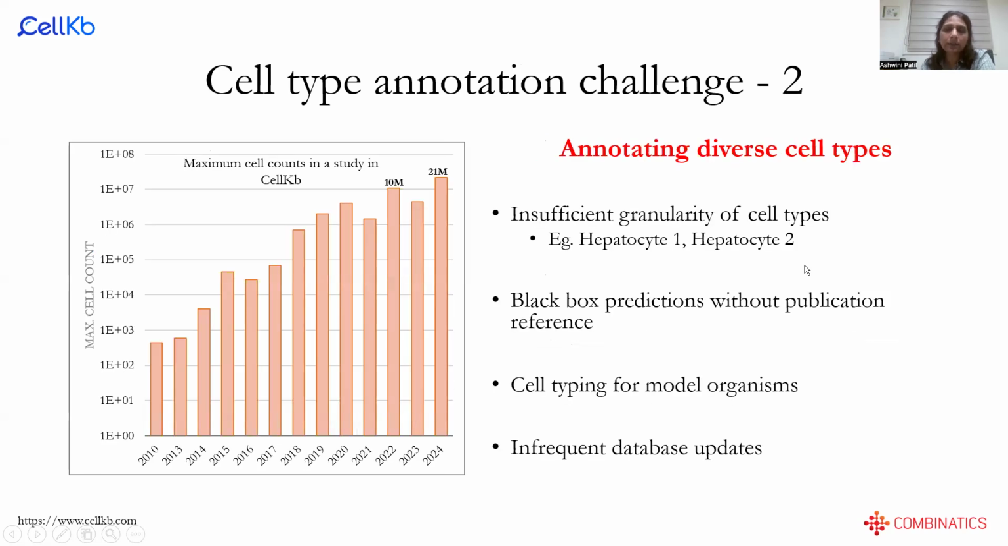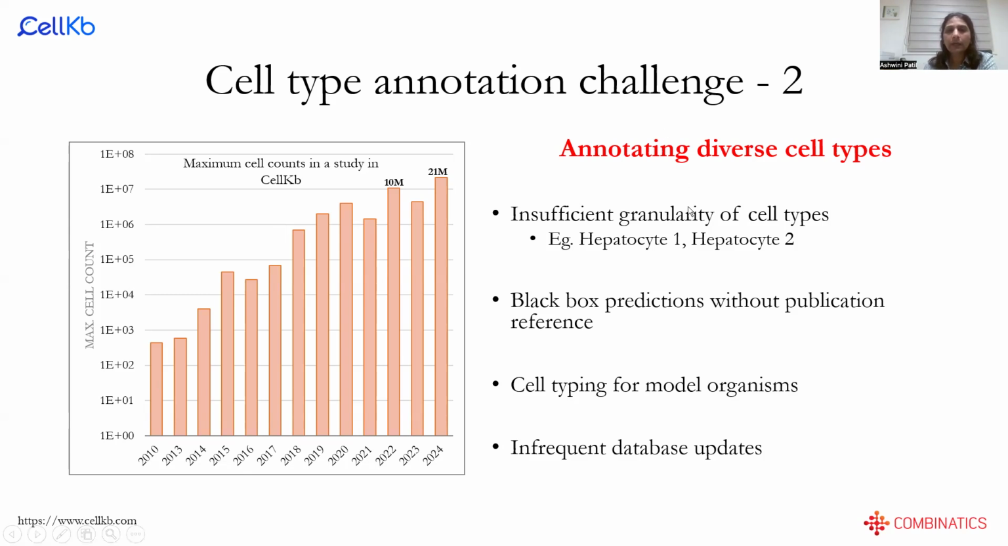The second challenge is of annotating diverse cell types. This is the number of cells that were identified in studies in the CellKb database that we have collected. And this is a logarithmic plot. You can see that in 2000, which is too early, there were very few cells, but in recent data, you have an integrated data set of 21 million cells. Now, if you have a data set of 21 million cells, in order to annotate those cells, you are going to need a lot of references.